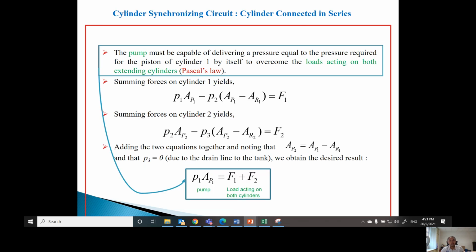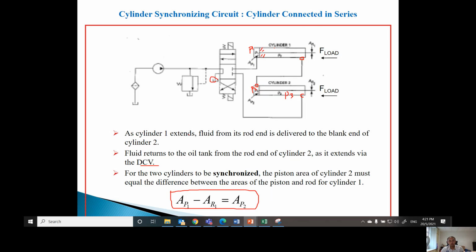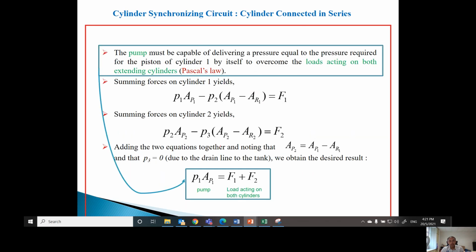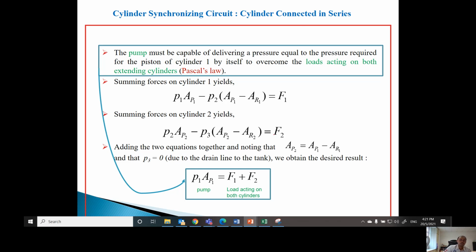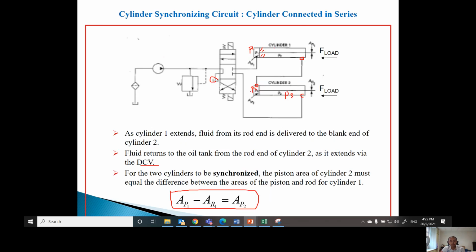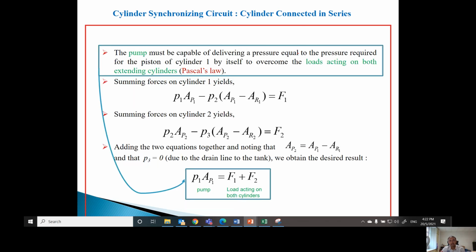And then the summation on cylinder 2 is equal to P2 AP2 minus P3, and then the area is AP2 minus AR2, equal to F2. So these are the force summations on cylinder 1 and cylinder 2. When we add these two equations together, note that AP2 is equal to AP1 minus AR1.